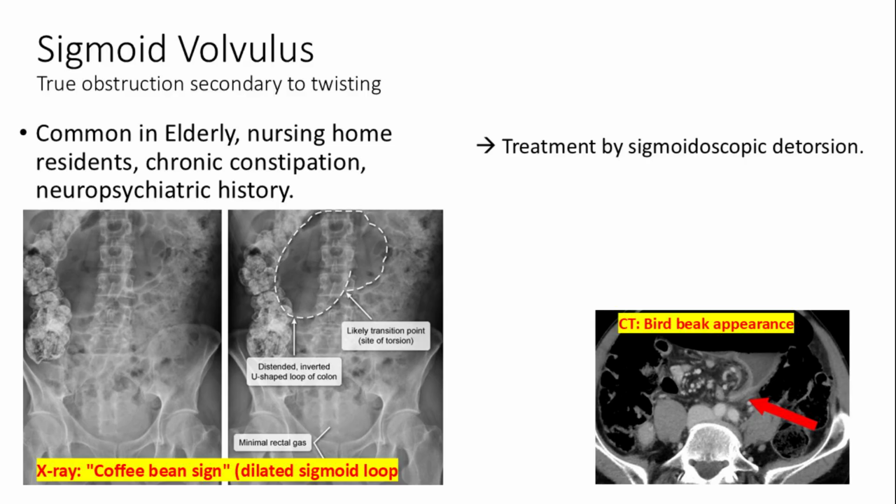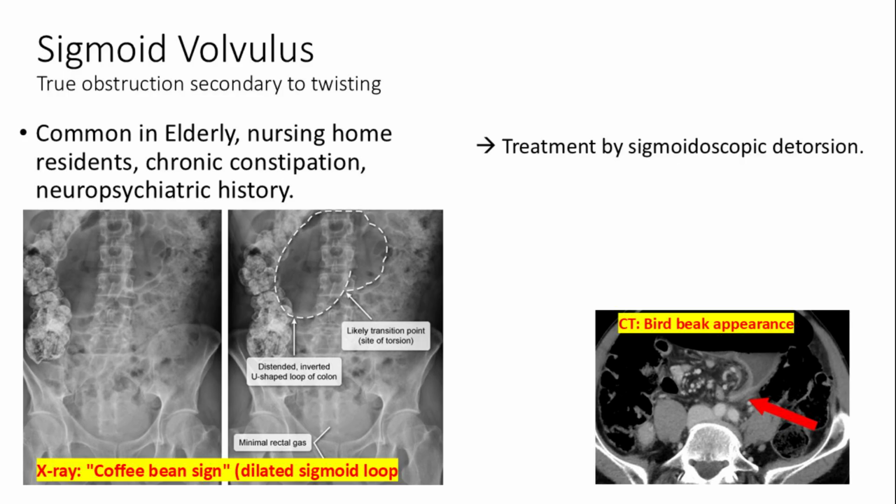Sigmoid volvulus is a form of true mechanical obstruction caused by the twisting of the sigmoid colon, leading to blockage of the intestinal lumen. It is most commonly seen in elderly individuals, especially those in nursing homes, and is often associated with chronic constipation, neuropsychiatric conditions, and a sedentary lifestyle.